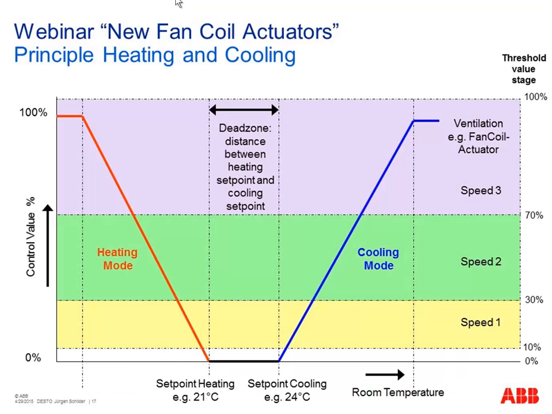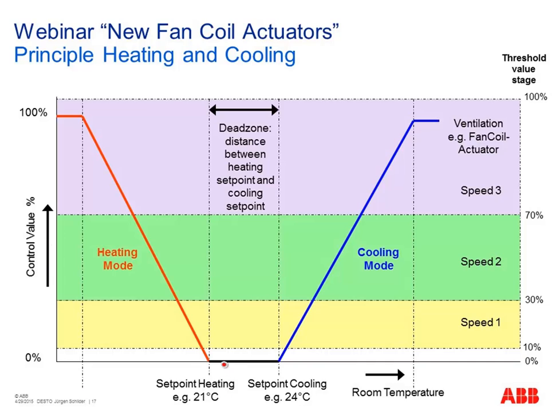A bit of technique regarding control, and also sending out or receiving control values from the room thermostat. What do we see here in this graph, in this diagram? On the x-axis, we see the room temperature. This, of course, can be changed or can be different in the room. And on the y-axis, the control value sent out by the room temperature controller.